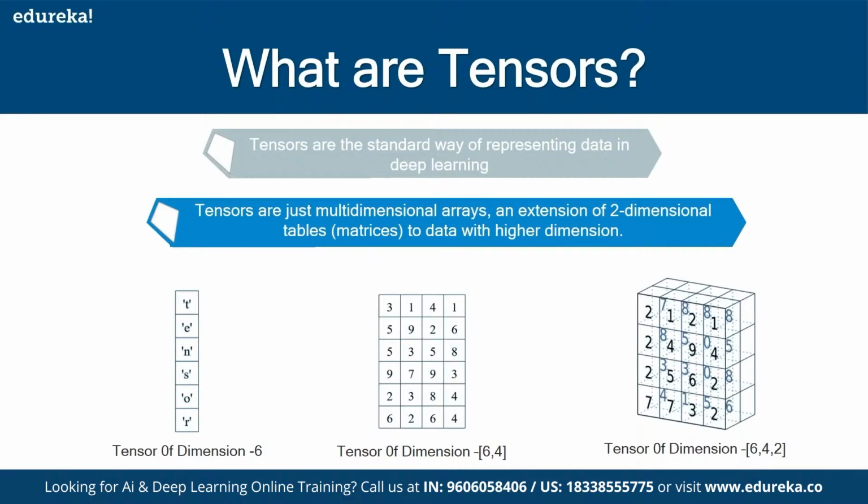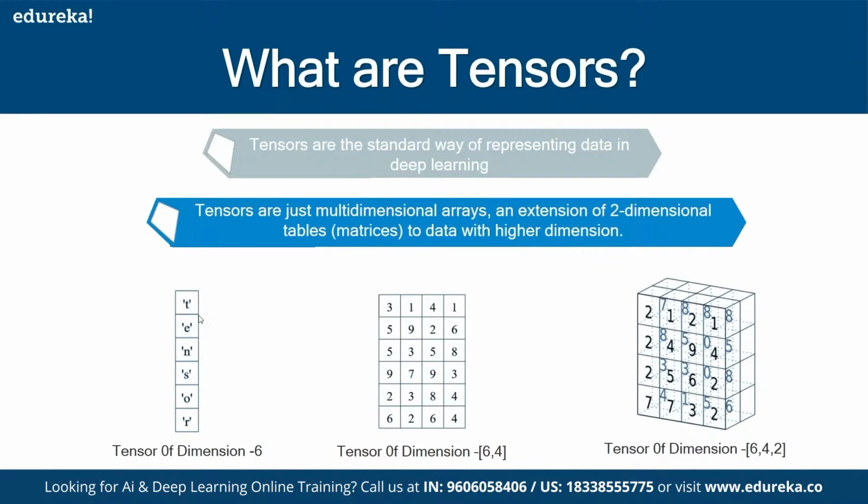And because of those two important reasons, we'll be representing all the data in terms of tensors while working with deep learning. Now this tensor, as I mentioned, it's similar to a NumPy array. It's a multi-dimensional array, and it's an extension of two-dimensional tables, matrices, to data with higher dimension. It's a multi-dimensional array, guys.